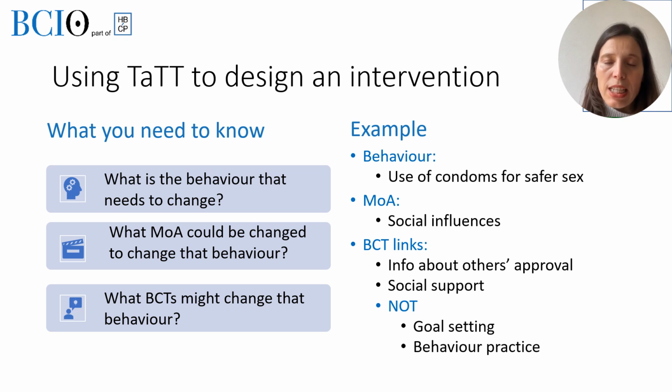Some behavior change techniques that have shown not to have a link with increasing positive social influences is, for example, goal setting or practicing the behavior. So again, as I said before, it doesn't mean that practicing on how to use a condom, for example, is not important to increase the probability for people to use condoms for safer sex. It will likely support that, but it's not through the mechanism of action social influences. It's through a mechanism of action that is more related with knowing how to conduct the behavior.